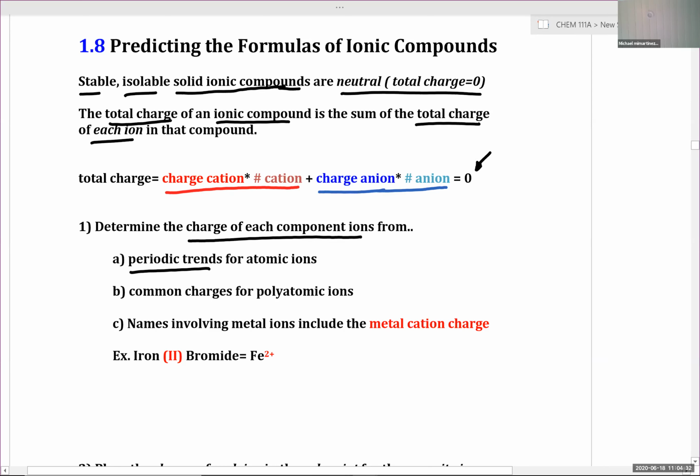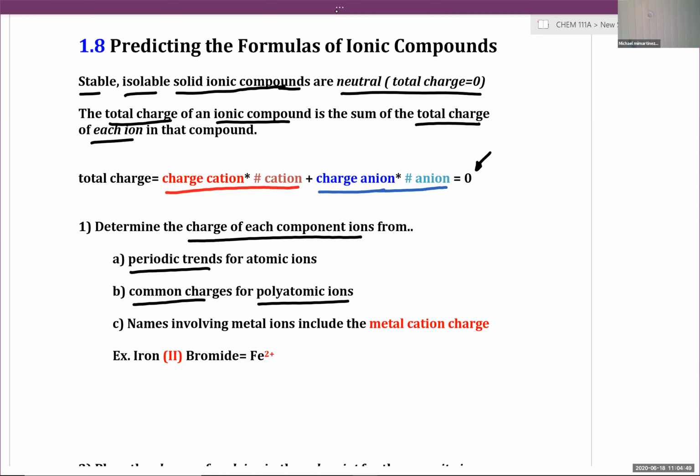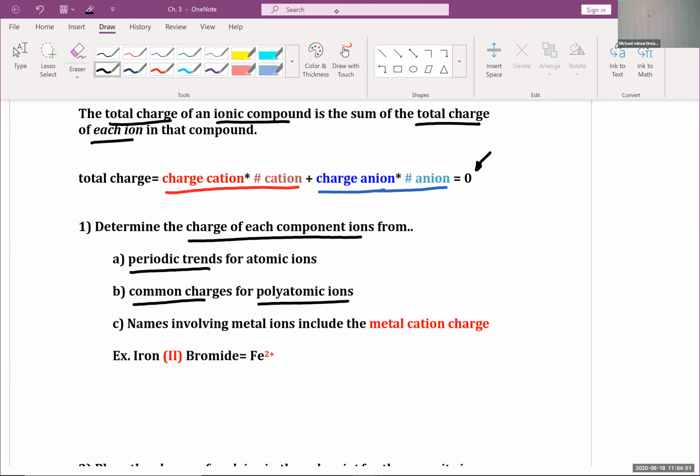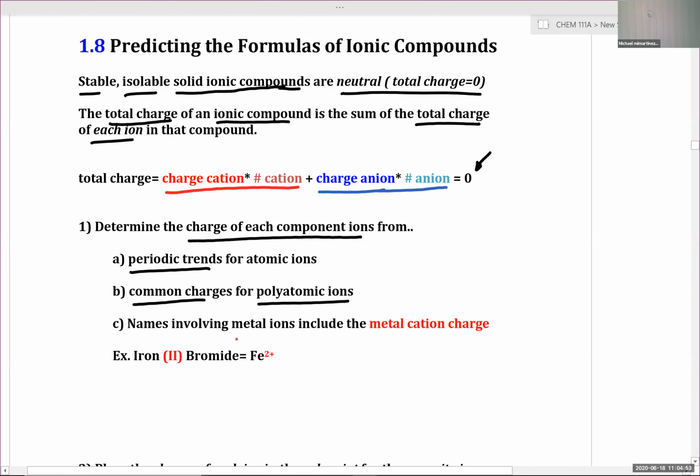Remember, looking at the group number of our element. You can also do this by recalling the common charges for your polyatomic ions. This is why I'm having you memorize the polyatomic ions and their charges. And as a third option, and we'll talk about this more when we cover transition metal nomenclature, names involving metal ions will include the metal cation charge. For example, iron 2 bromide, this Roman numeral 2 indicates the charge.